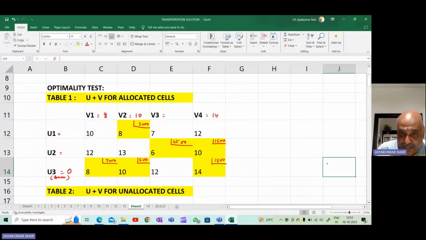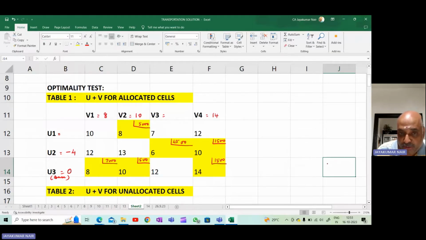Similarly, now this is 14. 14 plus what will give you 10, because here you have 10? It is minus 4. 14 minus 4 is 10. Next one, minus 4 plus what will give you 6?